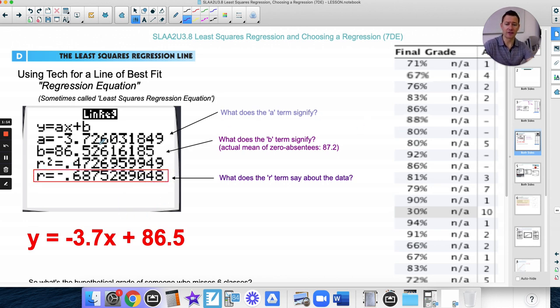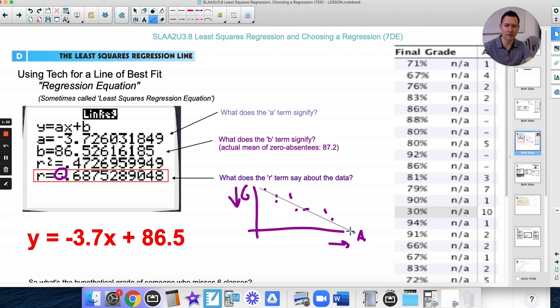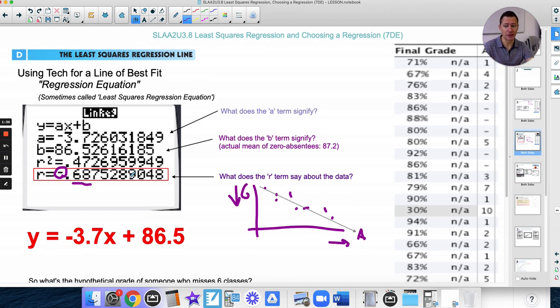This would suggest that the data we put in had a negative correlation, which makes sense. The farther out on the absences, the lower down on your grades. And so a negative correlation just means that your line has a negative slope. And this 0.68 means it's like a moderate correlation. Not real strong, but not real weak either, right?